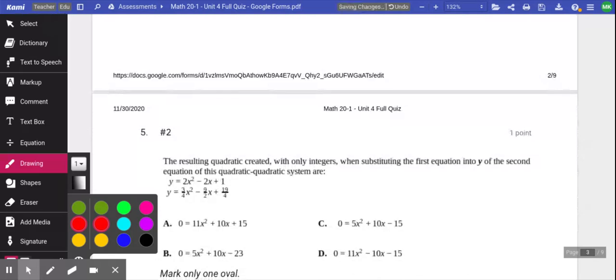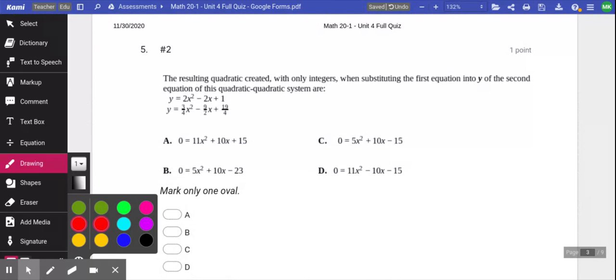Awesome. Number 2. The resulting quadratic created with only integers means no fractions. The resulting quadratic created with only integers when substituting the first equation into y of the second equation. So you have to substitute the first equation into the second equation.